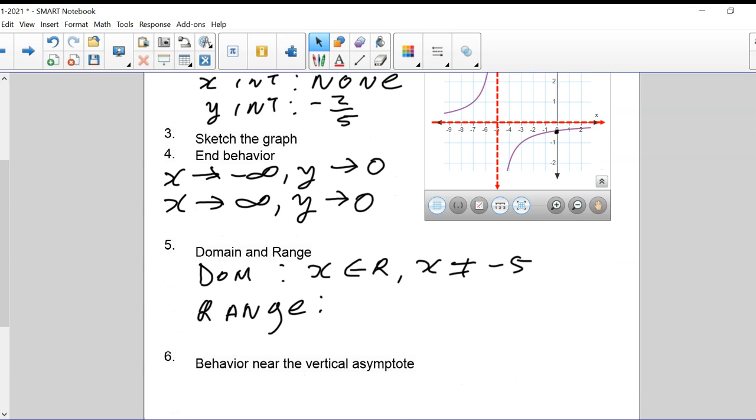And the range would be what? We should be good at this by now. What's the range of this function? Right? Range is my y values. What y values? So it's everything except 0.